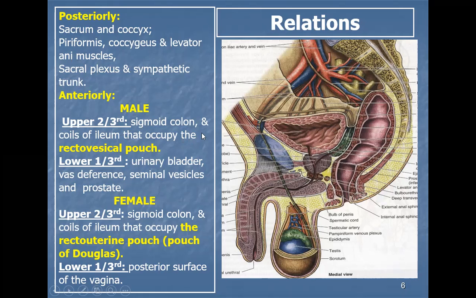But that is in the upper two-thirds. In the lower one-third, it is directly in contact with the urinary bladder, the base of the urinary bladder, the vas deferens, the seminal vesicle, as well as the prostate in case of male.